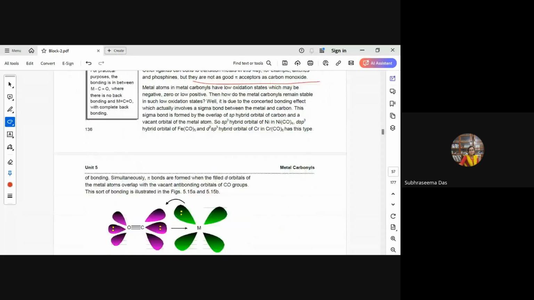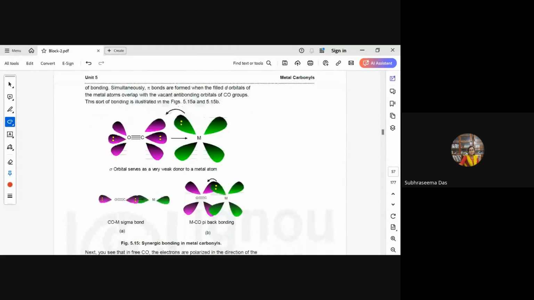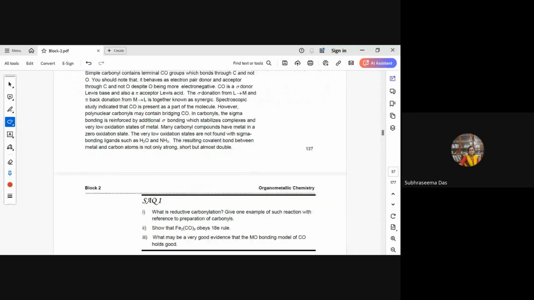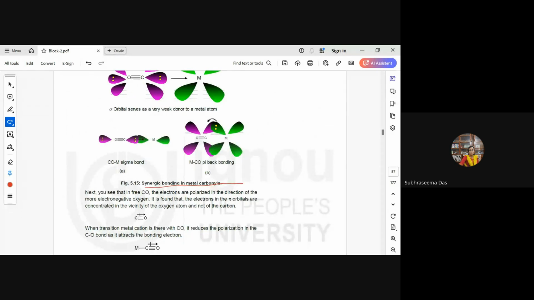The metal atoms in metal carbonyls have low oxidation states, which may be negative, zero, or low positive. If we consider the sp3 hybrid orbital in nickel tetracarbonyl, and the dsp3 hybrid orbital of Fe(CO)5, then we see this type of bonding, the synergic bonding or back bonding, that has been represented here. It represents the back bonding in Ni(CO)4 and other such metals. With this back bonding, the metal carbonyls are endowed with certain stability.